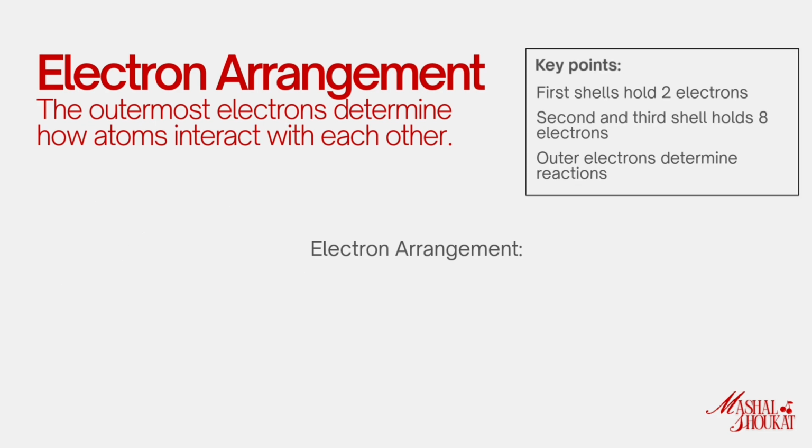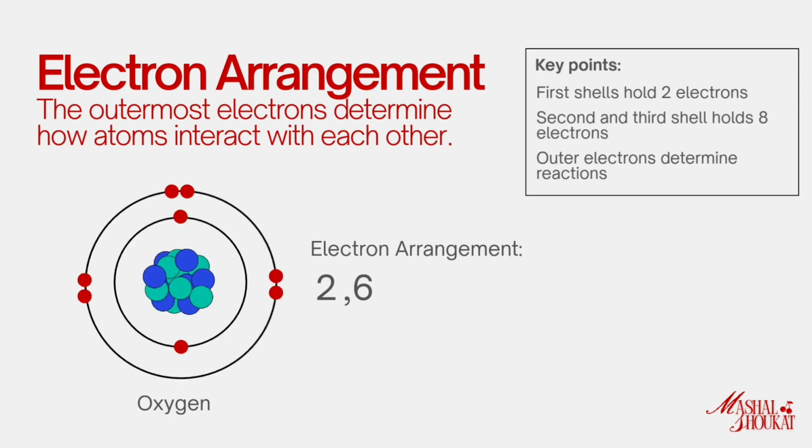Now let's take one more example with oxygen. Oxygen has the electron arrangement of 2, 6. The first shell contains 2 electrons, while the second shell contains 6 electrons. The outer electrons determine reactions, and oxygen needs 2 more electrons to complete its outer shell and become stable.